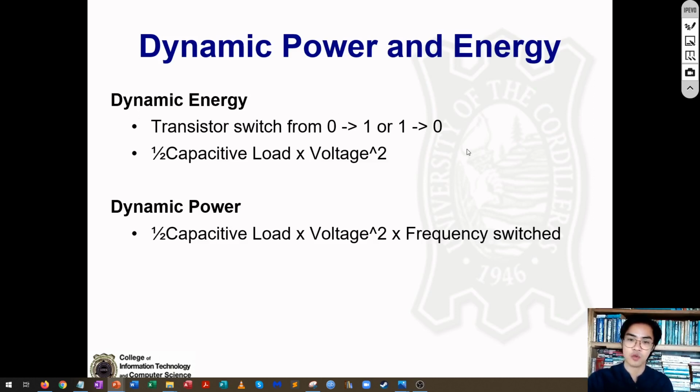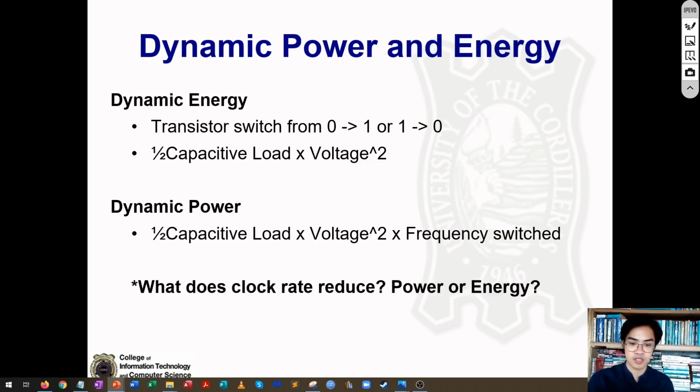Now we want to consider it over time. So we now take into consideration the frequency that your transistors are switched over time. So multiplied by frequency switched. Okay. What does clock rate reduce? Power or energy? In the basic sense, it reduces the energy consumption. But since power is just energy over time, it indirectly reduces power as well. Right? So once you reduce the clock rate, you reduce power consumption, you reduce energy consumption.